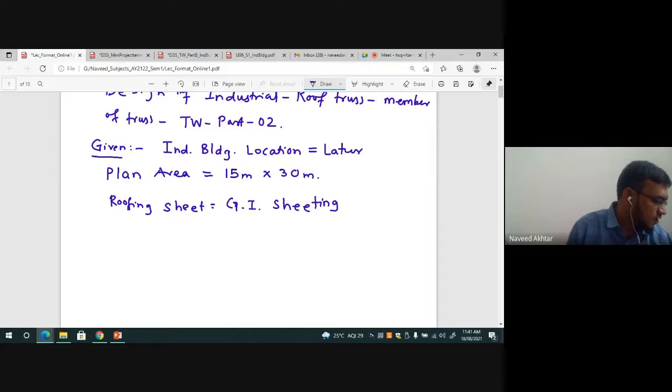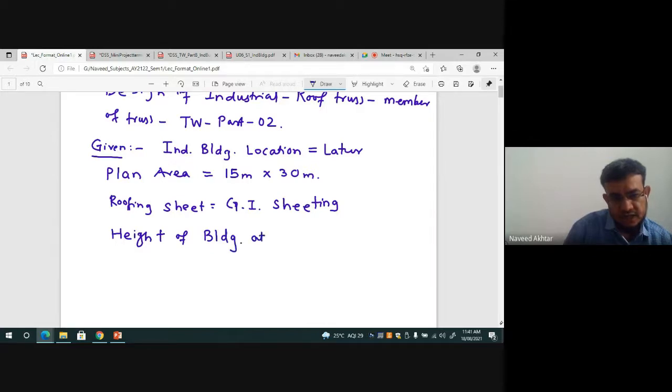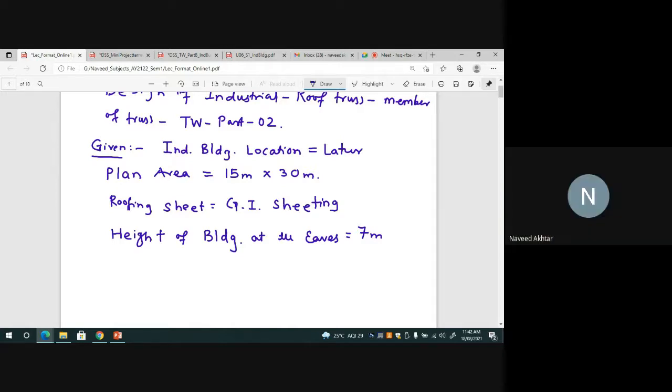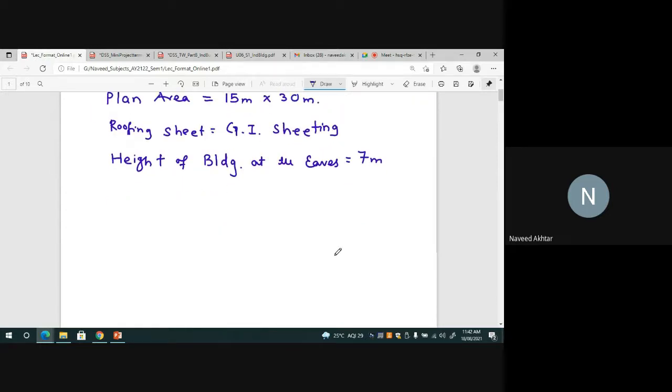And also the height of building is given, and the use is given, same. So simultaneously you are also covering the unit number 5 by doing this practical. Okay, in unit number 5, you have the design of industrial truss and gantry girder. So, simultaneously, if you are doing this mini project 1, you are also simultaneously learning unit number 5 of your syllabus.